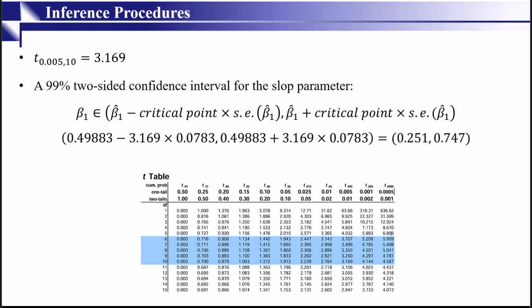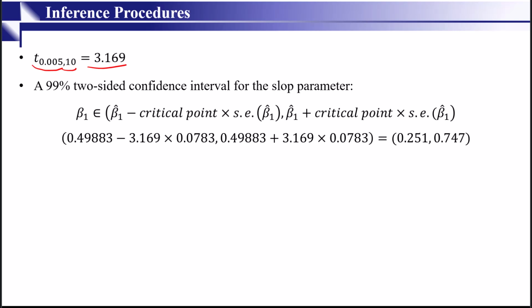So if we have alpha as 0.005 and 10 degrees of freedom, the critical value is equal to 3.169, and then a 99% two-sided confidence interval for the slope parameter is this one. Beta 1 falls into beta hat 1 minus the critical point multiplied by the standard error of beta hat 1, and plus this value, right?